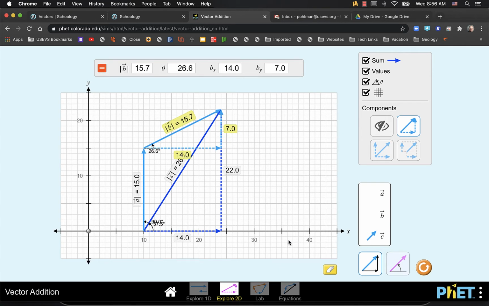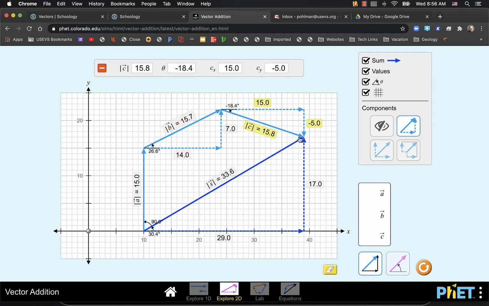All right, we're going to practice this on some of our problems for today, but we could even add in a third vector. Let's say that this person were to walk like this now.